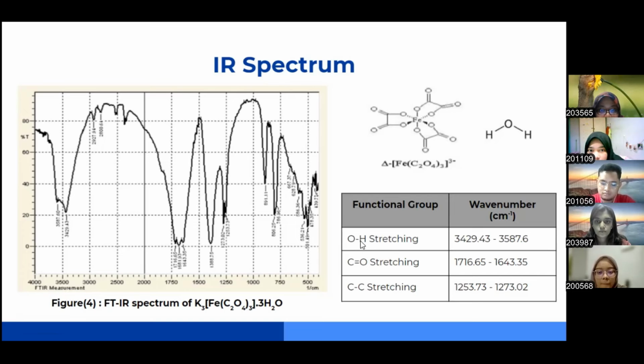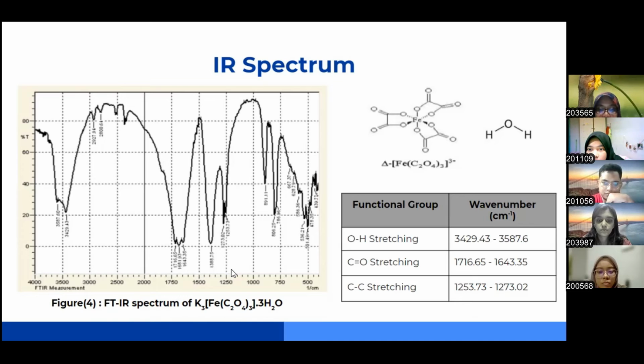And then second, we can observe peaks at wave number in between 1716 to 1643, which indicates the CO stretching bond. And then third, we can observe peaks in between 1253 to 1273, which indicates the CC stretching bond.